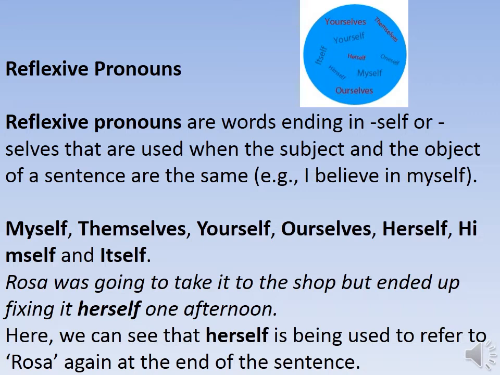Take a look at this example. Rosa was going to take it to the shop but ended up fixing it herself one afternoon. Here we can see that herself is being used to refer to Rosa again at the end of the sentence.